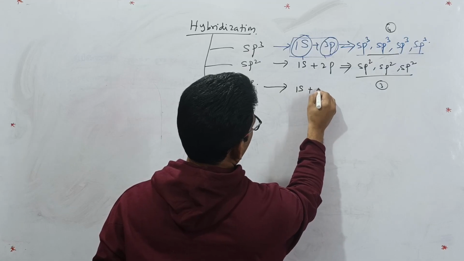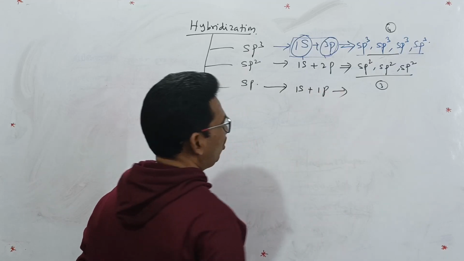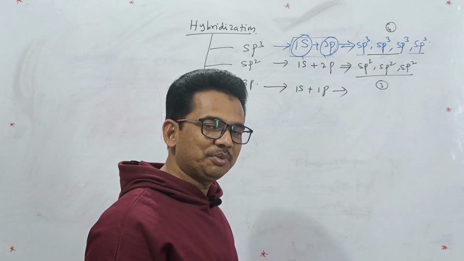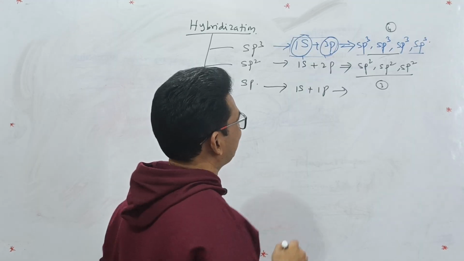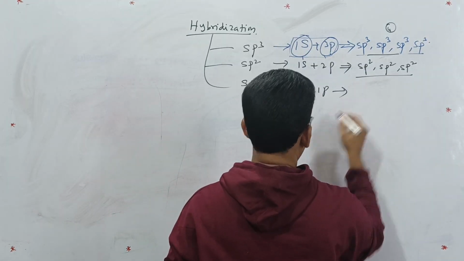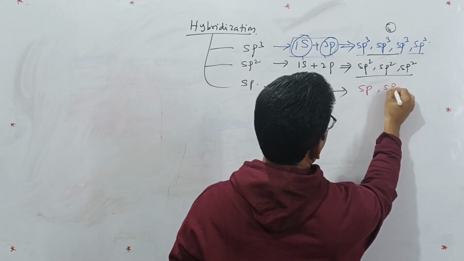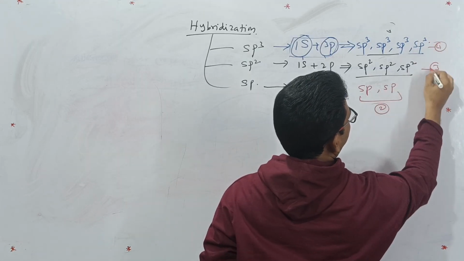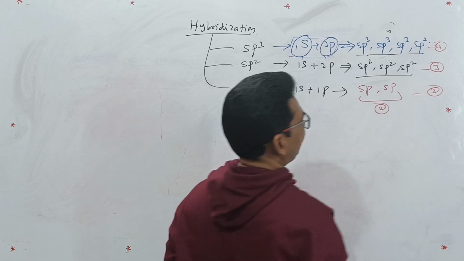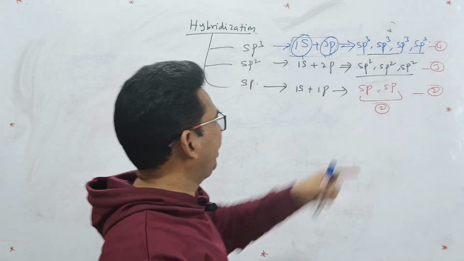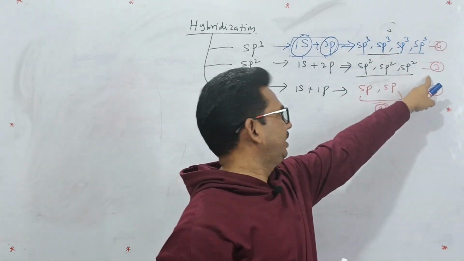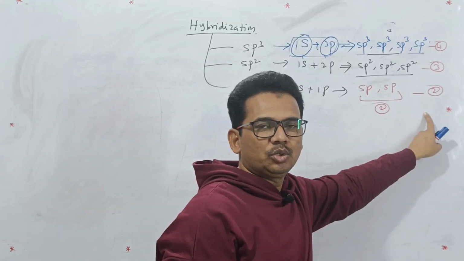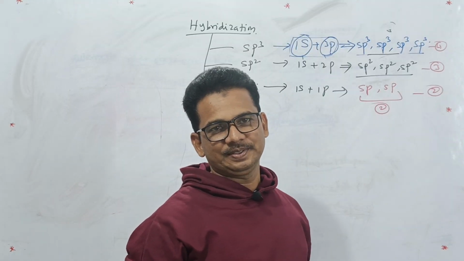1s, 1p. Then how many equivalent orbitals are going to be produced? Only 2. That is sp, sp. See, this is 4, this is 3, this is 2 new equivalent orbitals: 4 new equivalent orbitals, 3 new equivalent orbitals, 2 new equivalent orbitals.